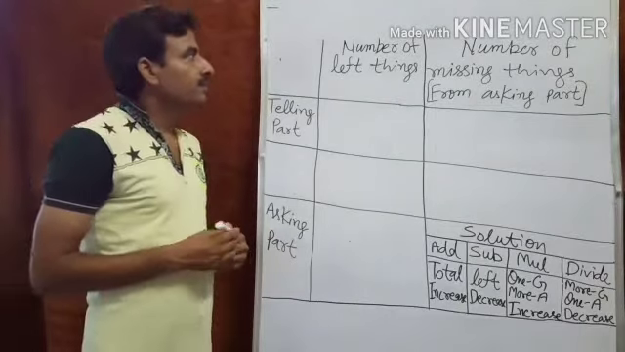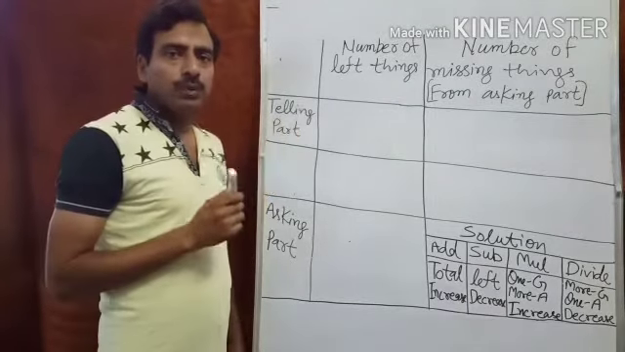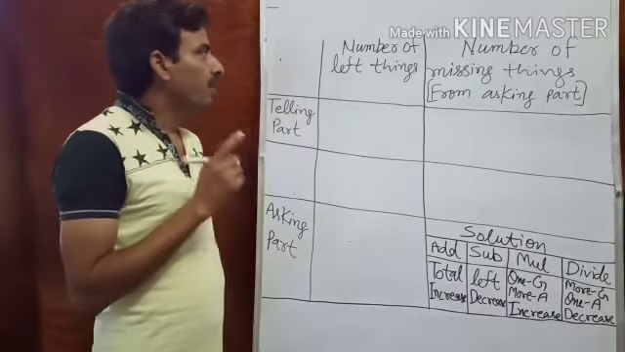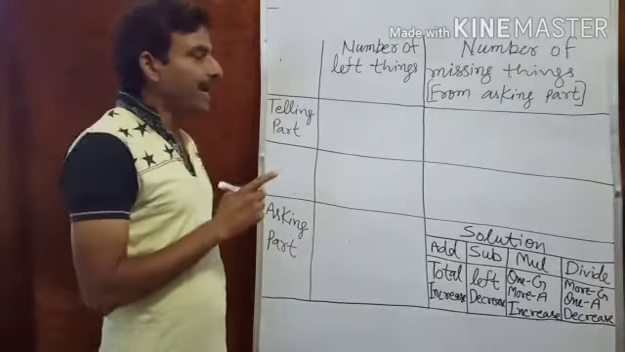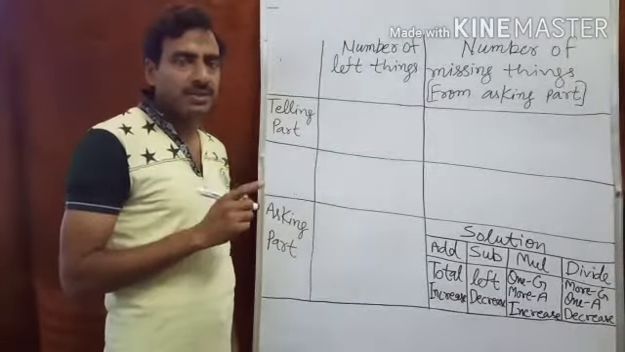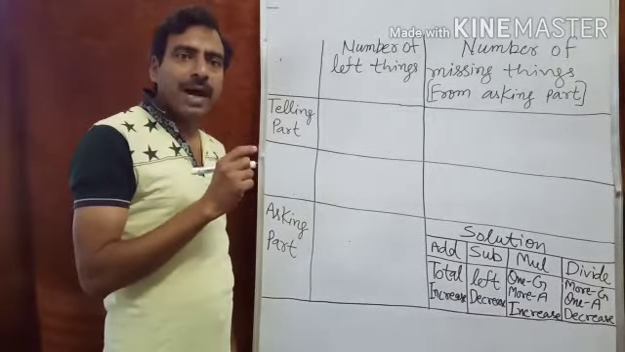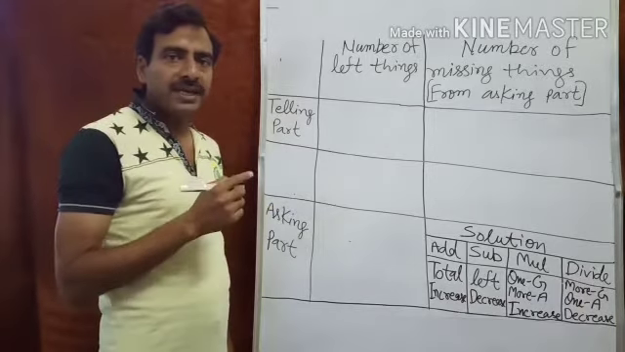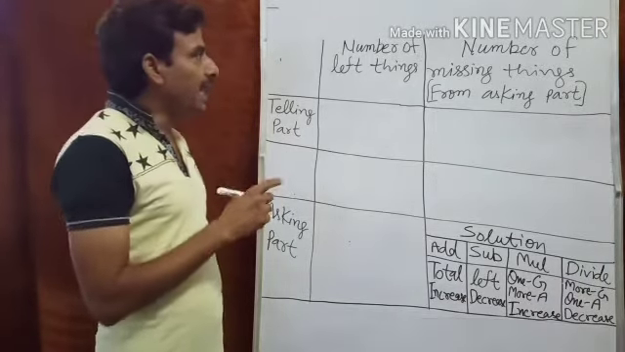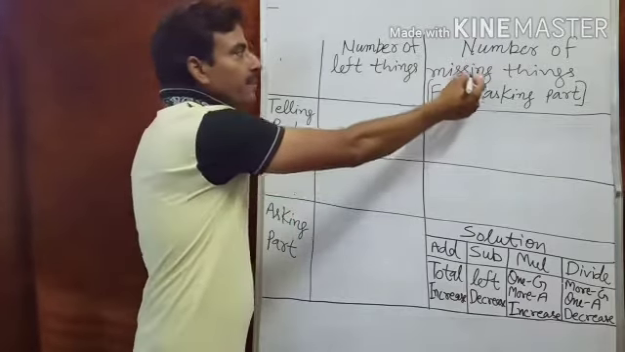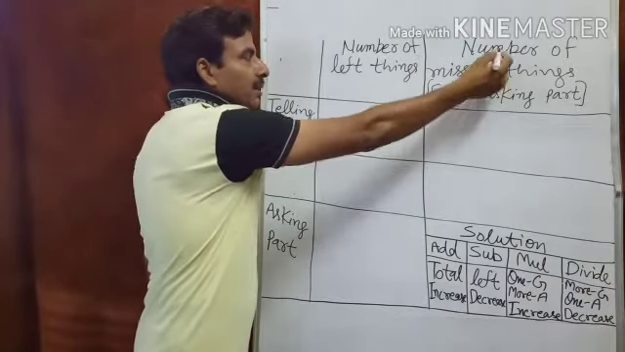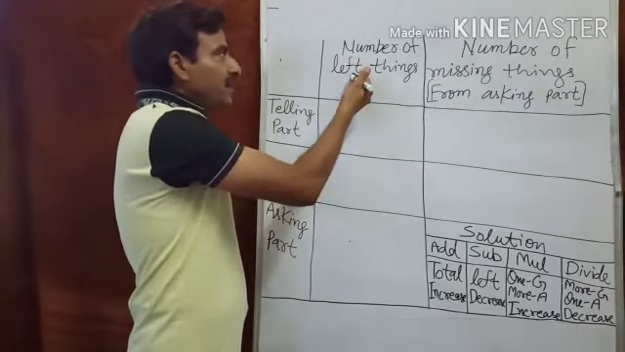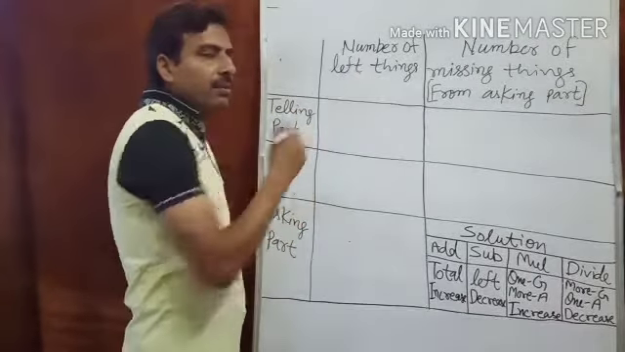Okay students, I have told you there are 4 steps to solve every word problem. First step, you have to divide the question in two parts. Telling part, in which something is told to you, and asking part, in which something is asked of you. Then you will write down the missing thing from the asking part on the right hand side of the page, and on the left hand side, the left things, the number of left things you will write down.